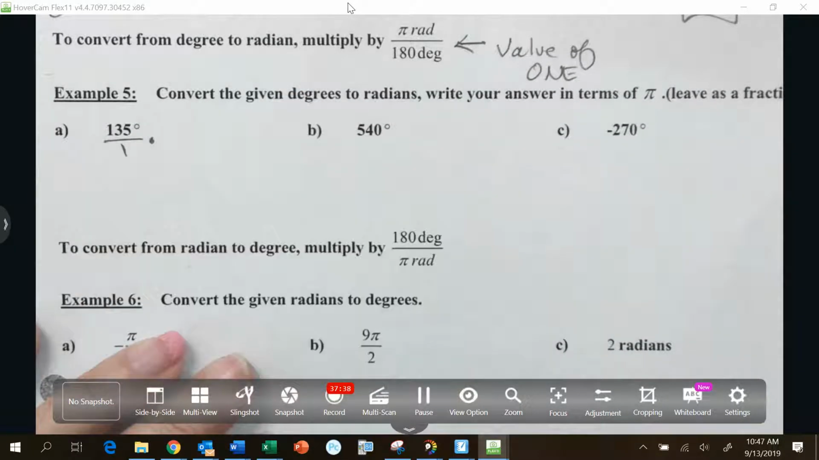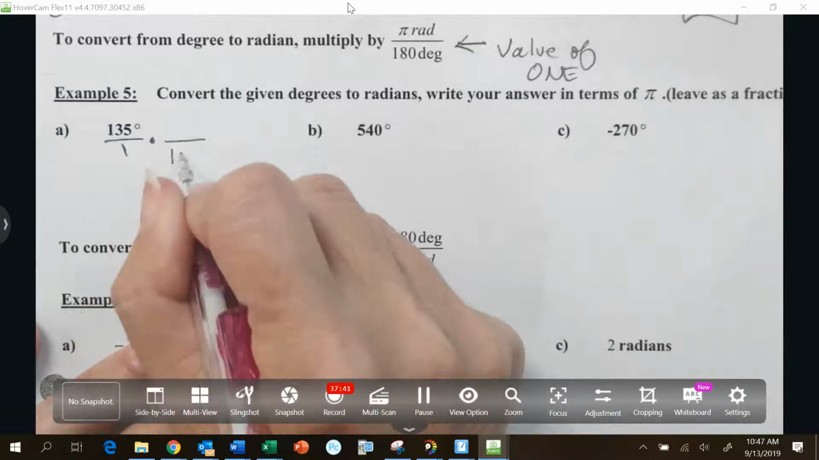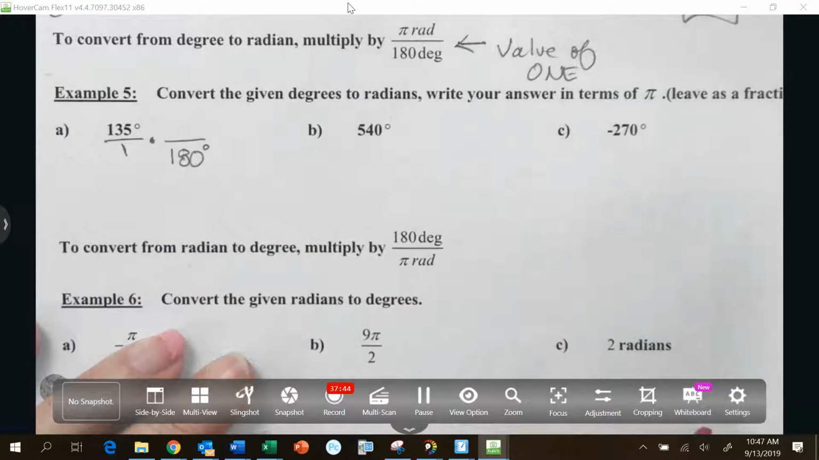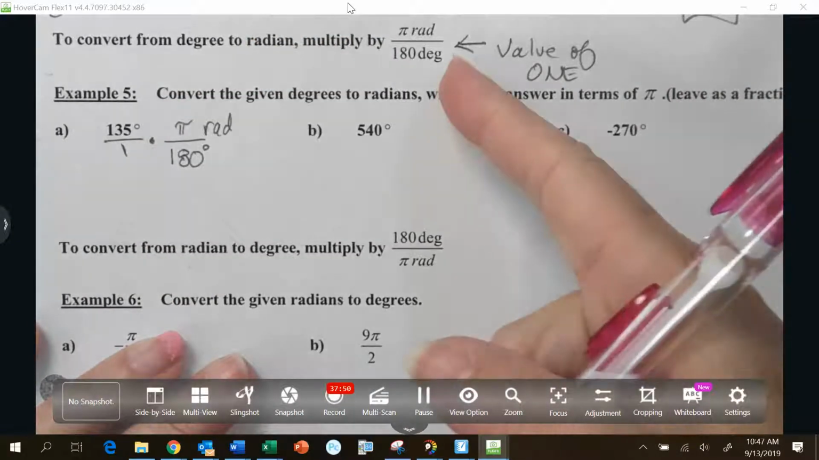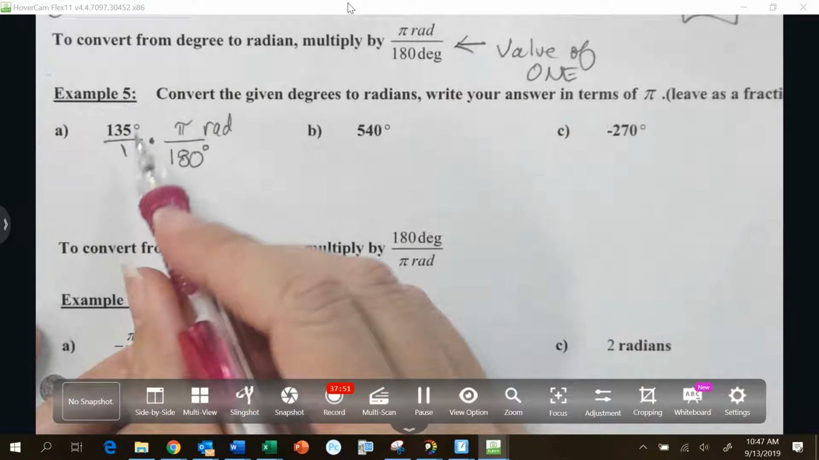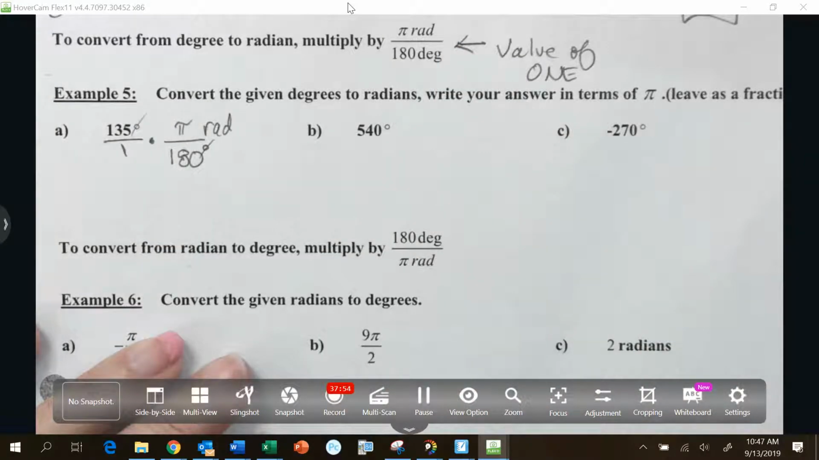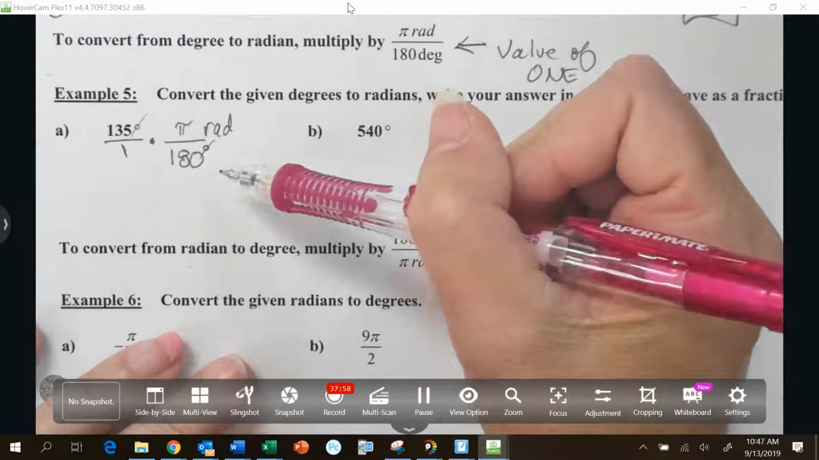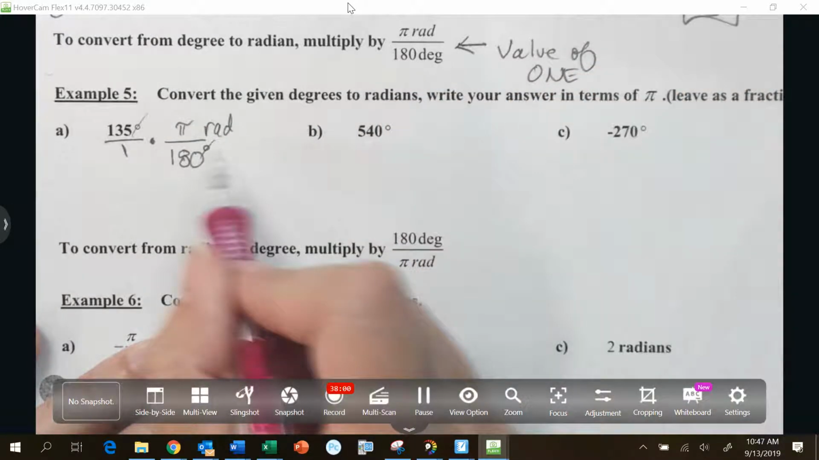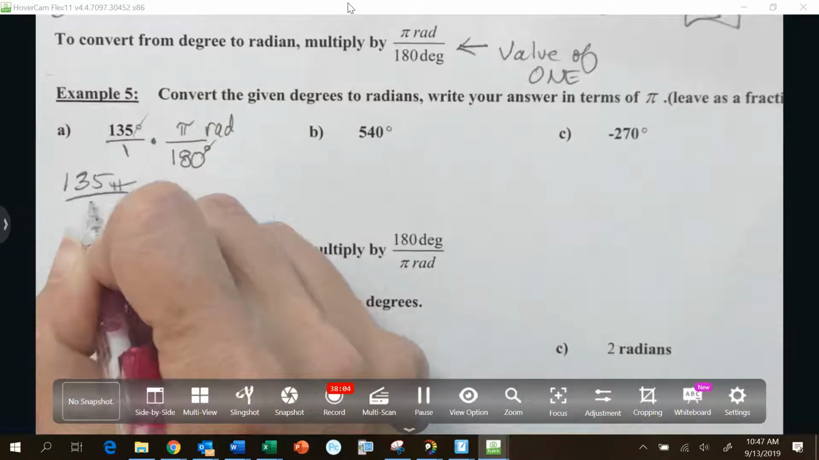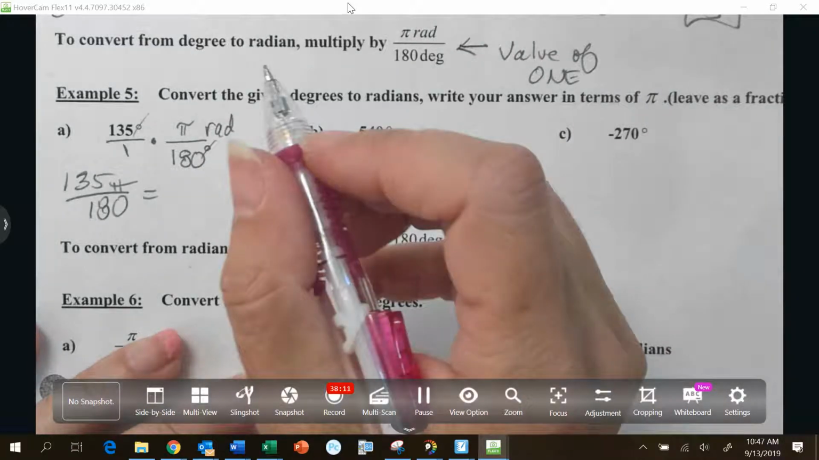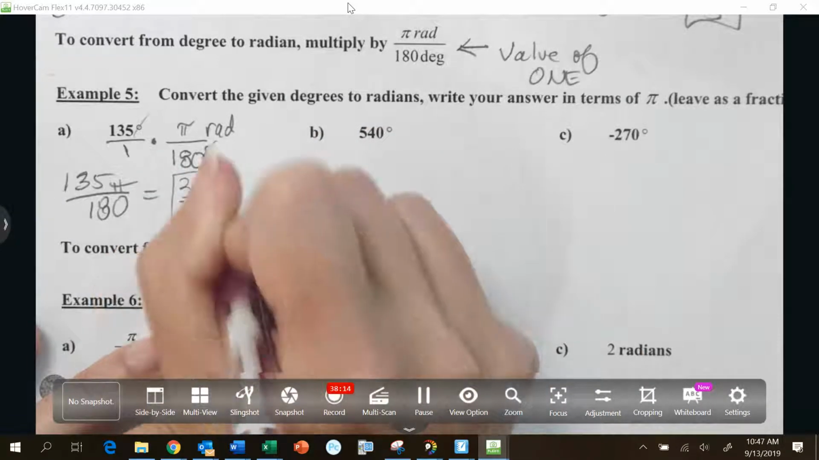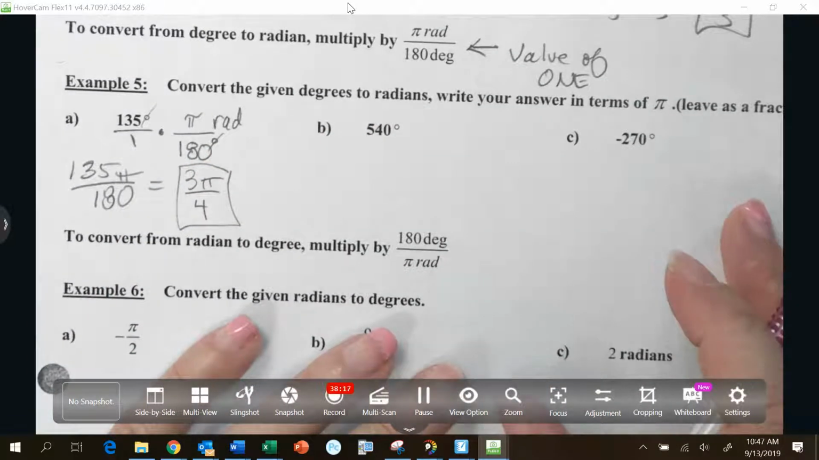So to multiply by a value of 1, you have to multiply by something that cancels out degrees on the bottom and puts radians on the top. That's how I remember what to multiply by: if I have degrees, then I have to divide out the degrees. And then we multiply straight across, pi over 180, and you do reduce to 3 pi over 4. We're not going to give a decimal answer.